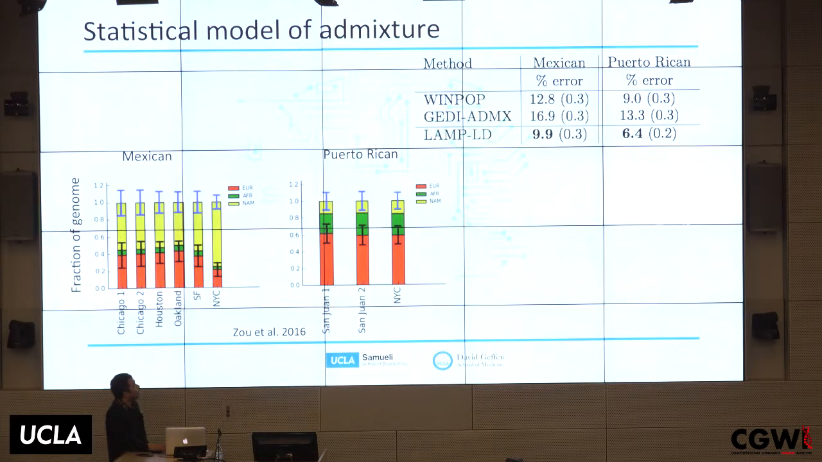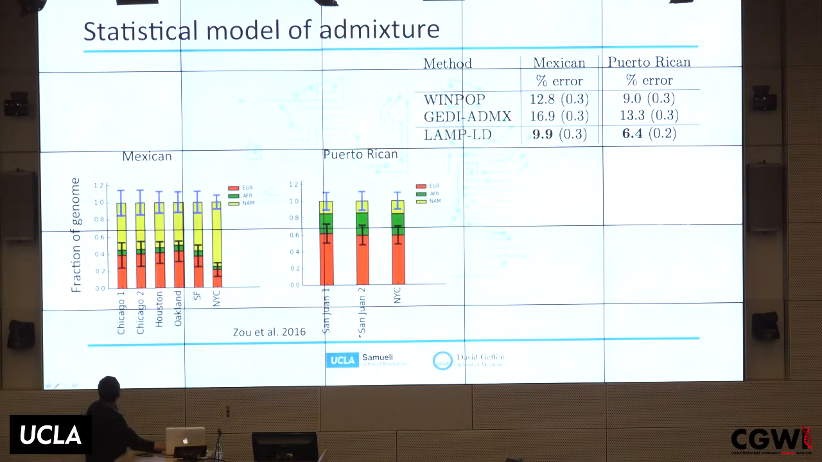So just quickly go over the results. Clearly, these are outdated. There are many methods that have been developed since. But at that time, we found that LAMP-LD attained substantially lower errors on Mexican and Puerto Rican simulated admixtures compared to other state-of-the-art methods at that time. We then applied it to data from these two populations. These are Mexican and Puerto Rican genotype datasets sampled from different cities in the US, and the Puerto Ricans from different cities in Puerto Rico and New York.